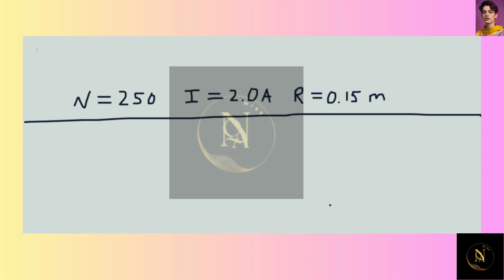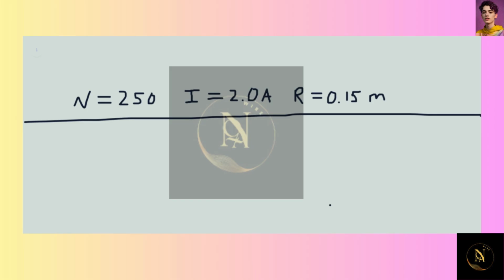So we have a circular loop with a radius r of 0.15 meters, or 15 centimeters, containing N turns equal to 250, carrying a current I of 2.0 amperes. It centers at the origin, and its axis lies along the x-axis. We are asked to calculate the magnetic field B at a point x on the x-axis from x equals negative 40 to 40 in steps of 2 centimeters, and make a graph of B as a function of x.